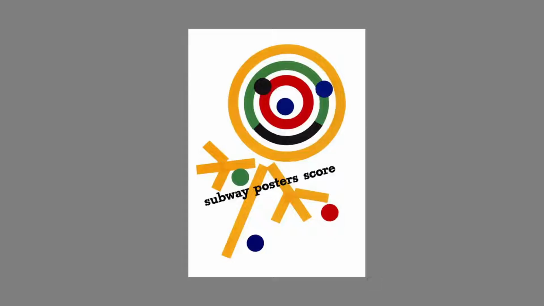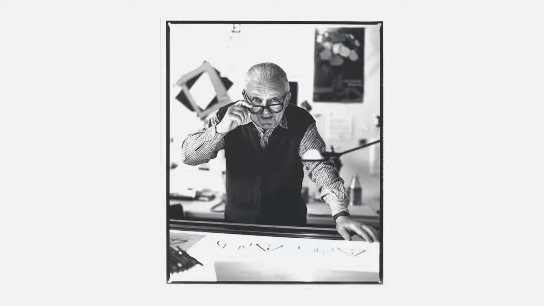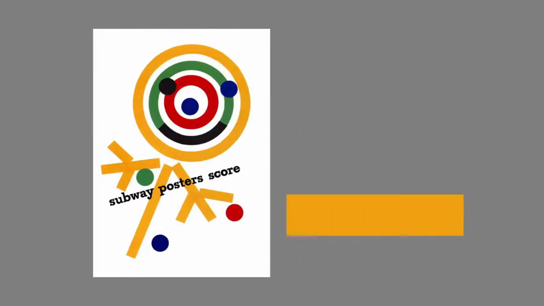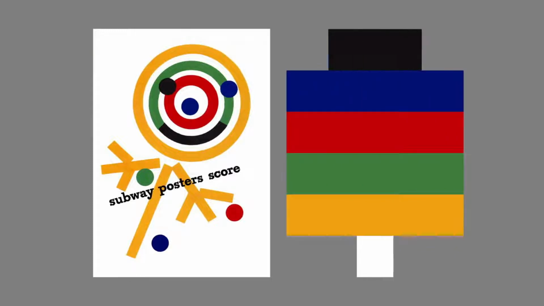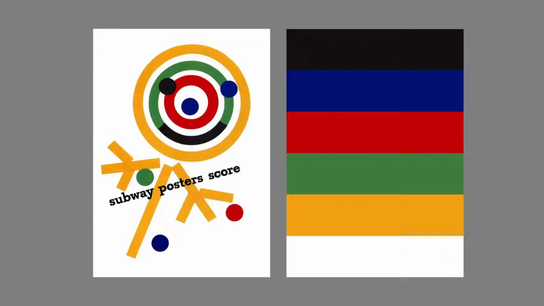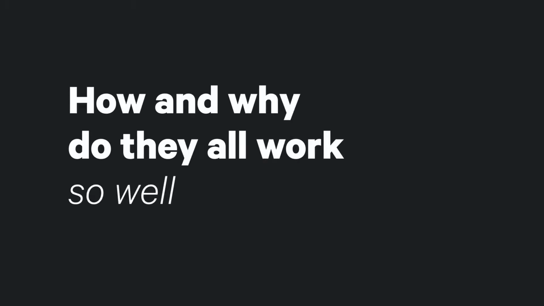Do you like examples? I like examples, so here's another one. This poster was designed by my good friend Paul Rand. Okay, fine, we were not friends, but look him up because he's dope and you'll probably recognize his work. He's got yellow, green, red, blue, and a couple of neutrals all working together. And that's a lot of color. So then how and why do they all work so well together?